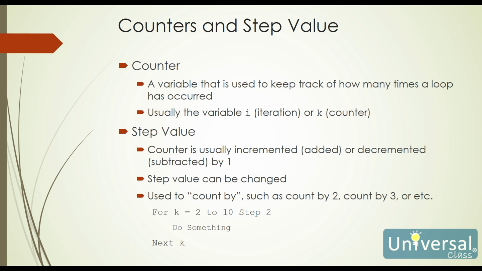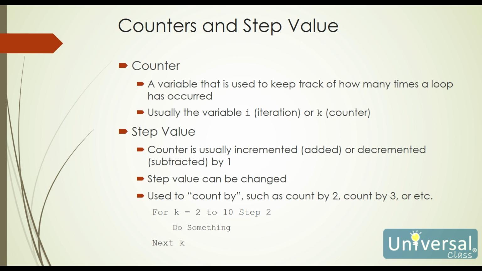We also have this thing called a step value, and a counter is usually incremented. So the counter has to be added to or subtracted from. What I mean by that is if I start my counter at 1 and I increment it by 1, that means I add 1 to it every time the loop runs. So the first time the loop goes through, k is equal to 1. The next time the loop goes, k is equal to 2. The next time, k is equal to 3, and so forth.